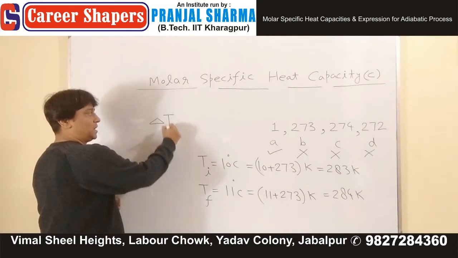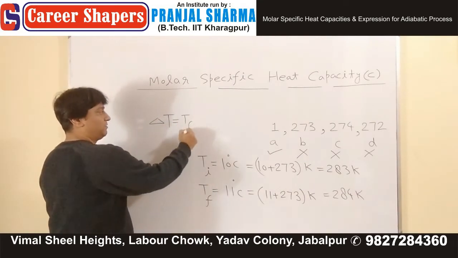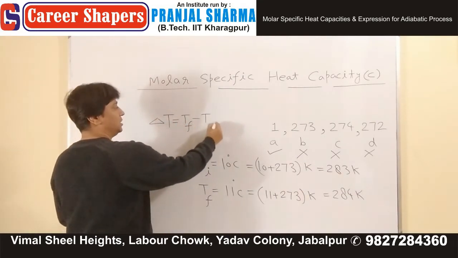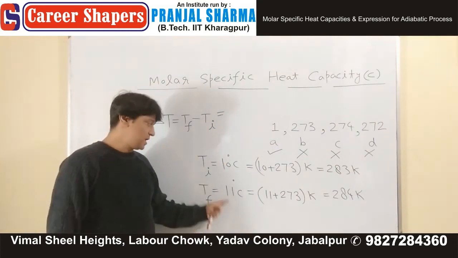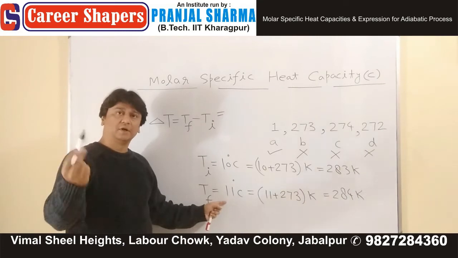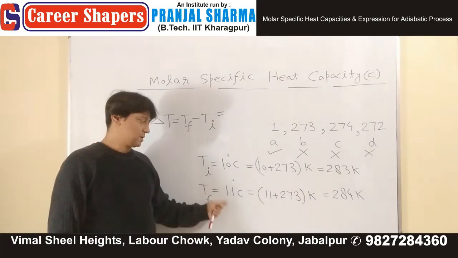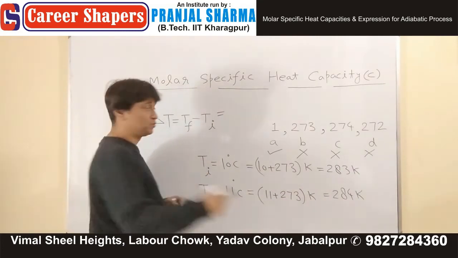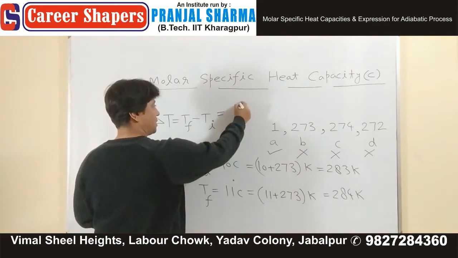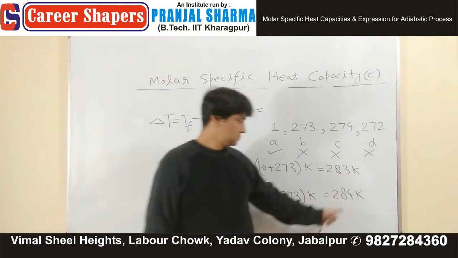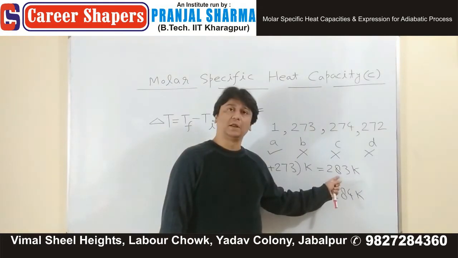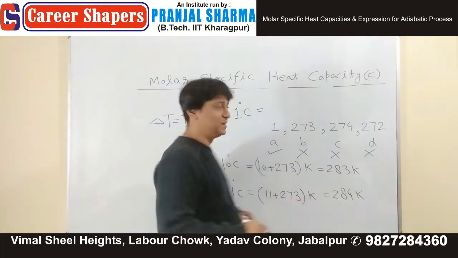What is delta T? T final minus T initial. In terms of Celsius, T final minus T initial is 11 minus 10, which is 1. In terms of Kelvin, 284 minus 283, that is also 1.